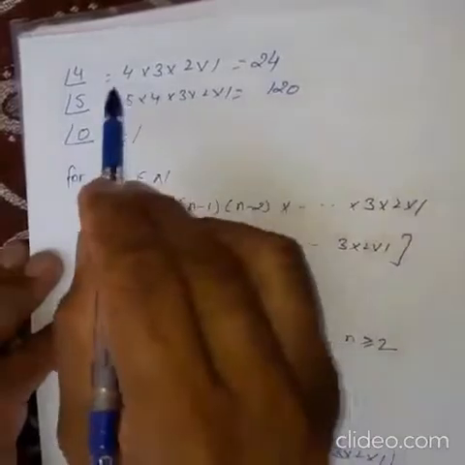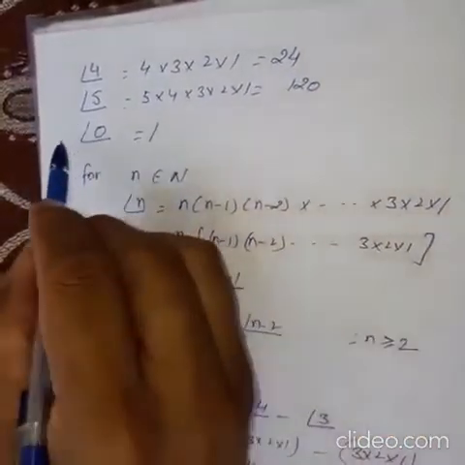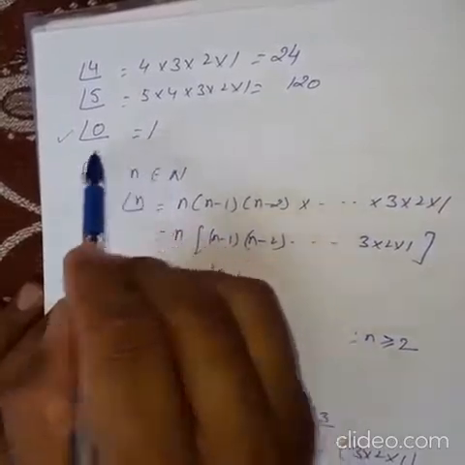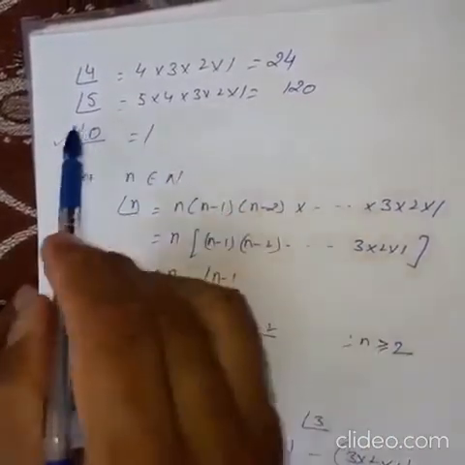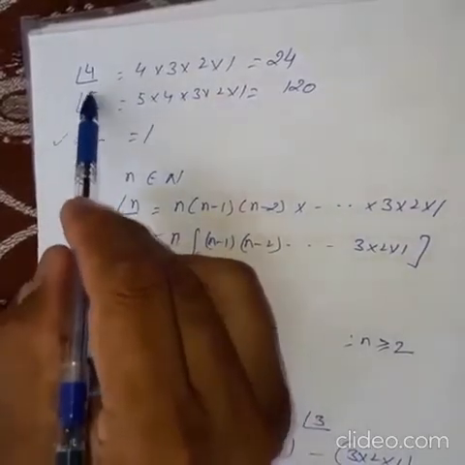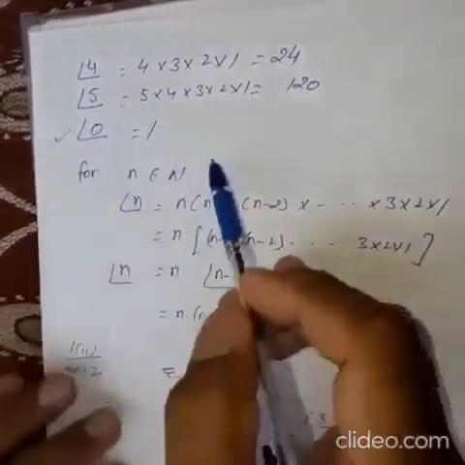In this way you can calculate the value of 0 factorial, which will be used. It is equal to 1 only. 0 factorial is 1. We cannot find the factorial of a negative number. The number written inside should be a natural number.